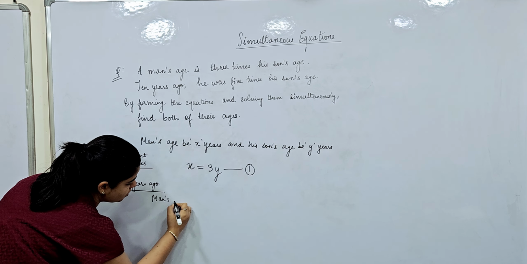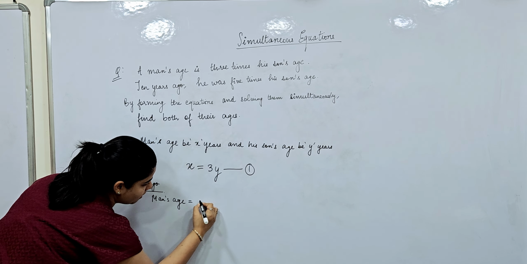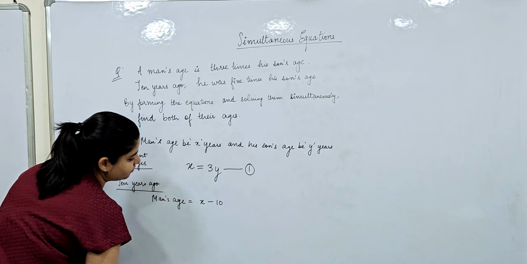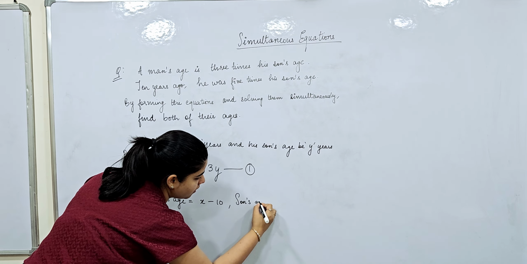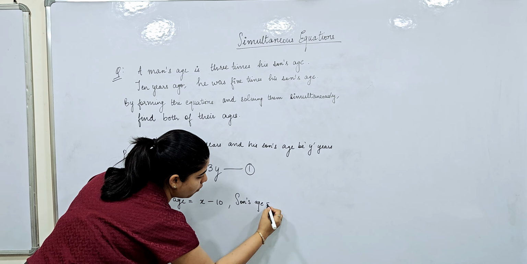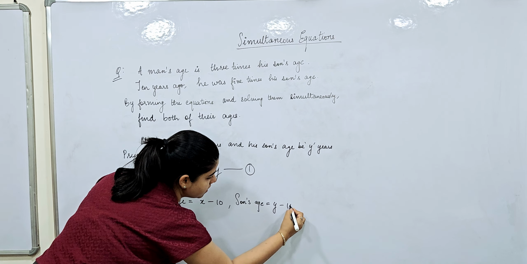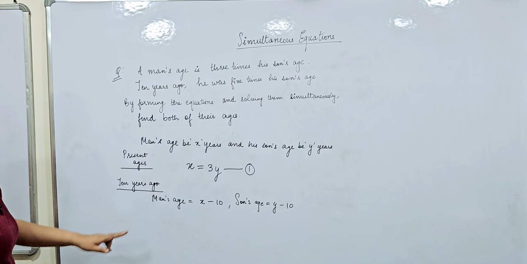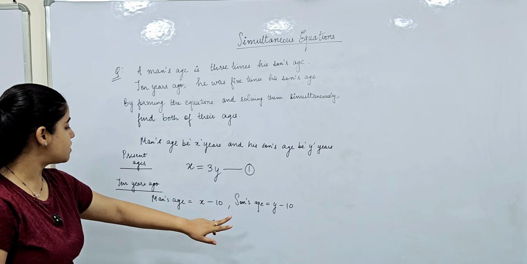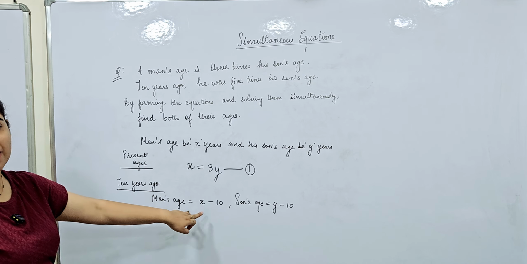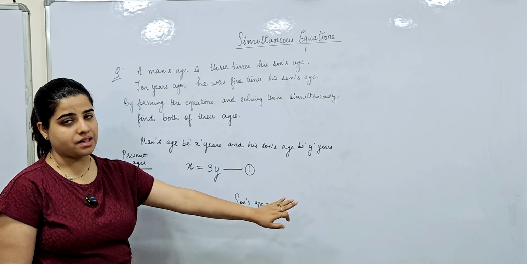So the man's age 10 years ago will be x minus 10 and the son's age 10 years ago will be y minus 10. Okay, so we have deduced from this information that the man's age and the son's age 10 years ago will be x minus 10 and y minus 10.